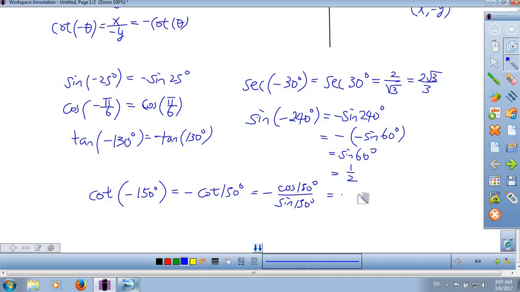Okay, and cosine of 150 degrees is the opposite of cosine of 30, so it's negative 1/2. Okay, no, actually, negative square root of 3 over 2. And sine of 150 degrees is the same as sine of 30 degrees, which is 1/2. So this will become positive square root of 3. The 1/2 cancels out, and the negative times negative becomes positive.